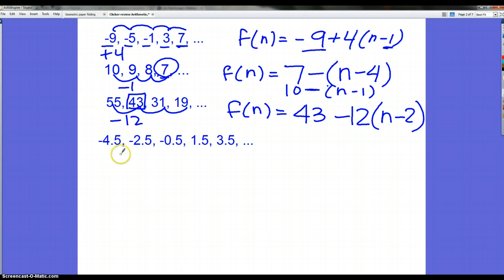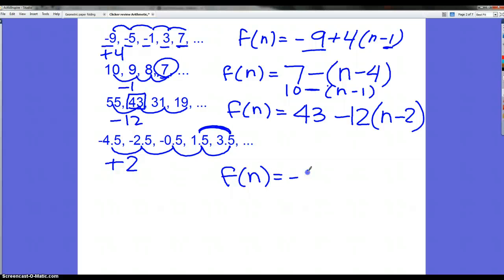And for this one, the last one on here, it's getting more positive, so it's adding. And from 4 to 2, that's adding 2. And it might be more clear to see it right here. 1.5 to 3.5 is adding 2. So we're going to have fn equals -4.5 plus 2, and then n minus, oh, I just automatically went to the first term, so I'm going to -1 for that equation.